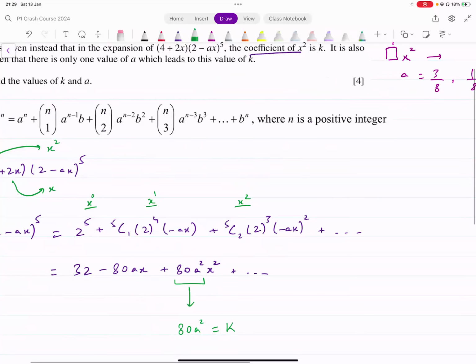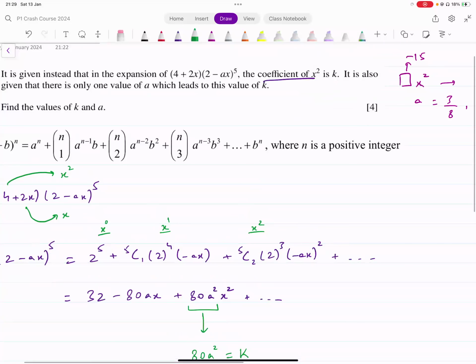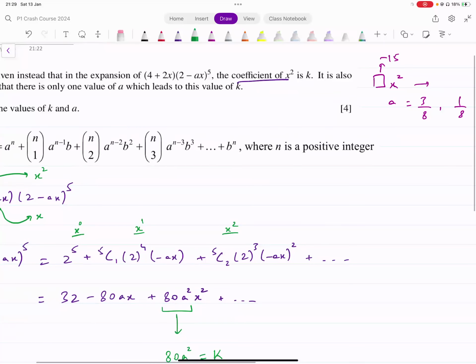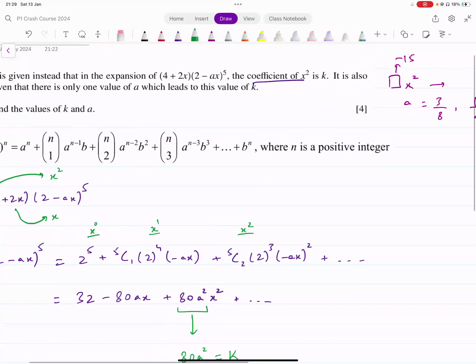And the reason for that would be we have 80a squared. We put that equal to that. And we got plus minus that. Minus 80.